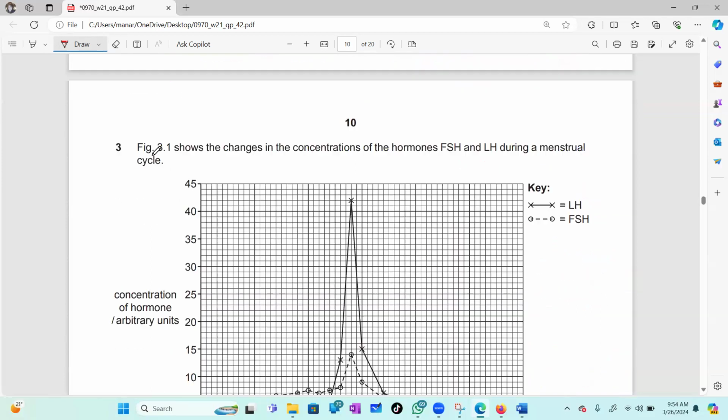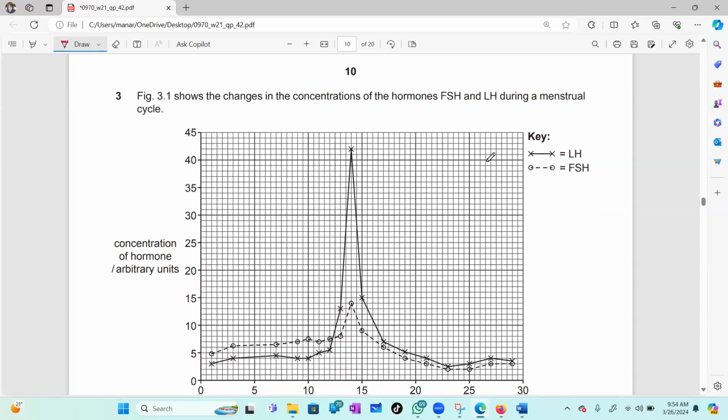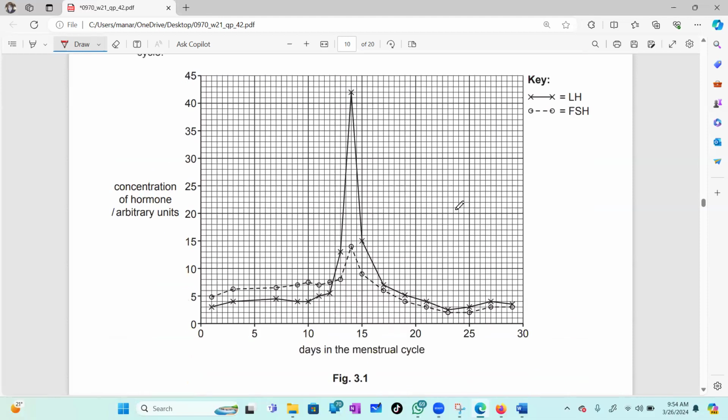Now, there is always a graph in every exam, paper 4 and 6. So graphs are very important. Figure 3.1 shows the changes in the concentration of the follicle stimulating and the luteinizing hormone during a menstrual cycle. You have the days in the menstrual cycle on the x-axis and the concentration of the hormone in arbitrary units on the y-axis. You have two graphs and a key: the solid line for the luteinizing hormone and the dashed line for the follicle stimulating hormone. Okay? Now you can see the graph.